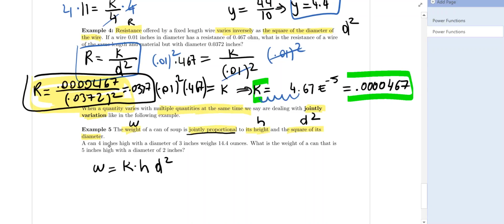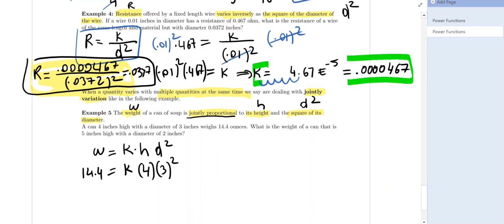It says a can 4 inches high, so that means the height is 4, with a diameter 3 inches, so the diameter is 3, so I'll put 3 squared, weighs 14.4 ounces, so the weight is 14.4. So k is unknown, so my task is to solve for k and then answer the question for what is the weight of a can that is 5 inches high and with a diameter of 2 inches. So let's solve for k.